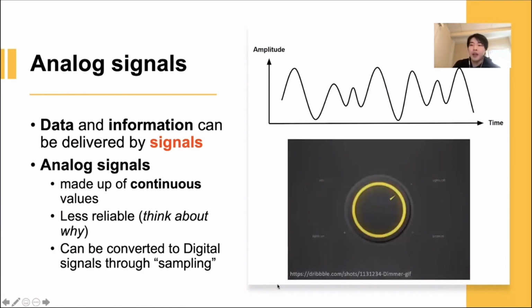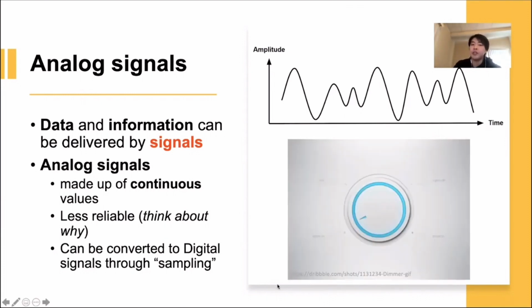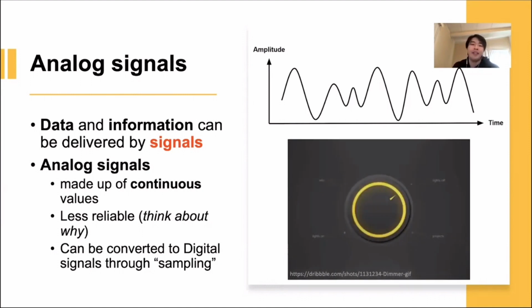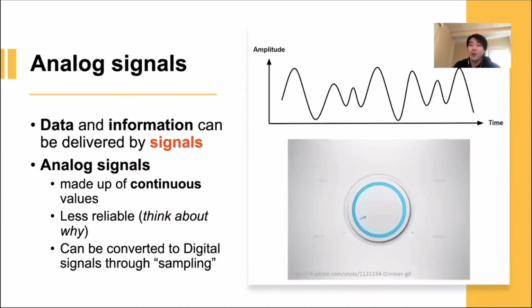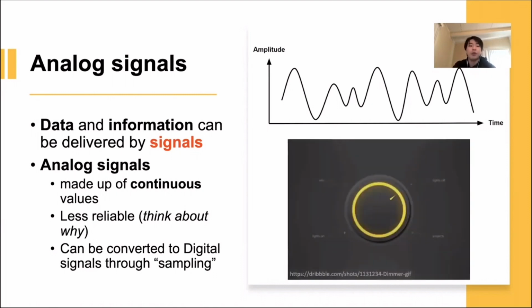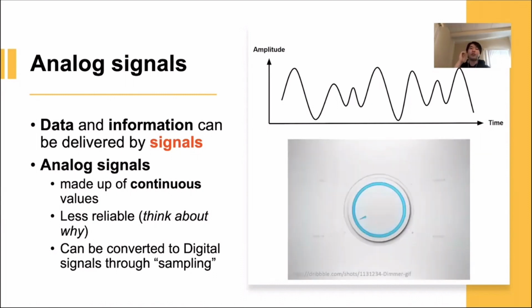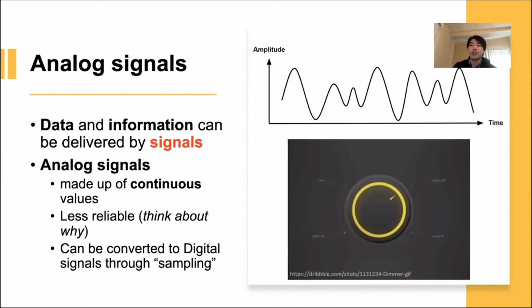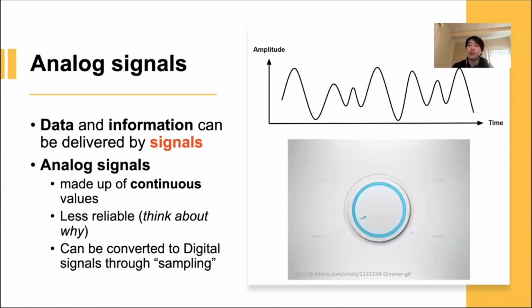Now, analog signal compared to digital signal is less reliable. Now, I want you to think about why that might be, and not necessarily you have to come up with an answer, but just think about it, okay? Remember, it can also be converted to digital signal through something called sampling. Don't worry about this, but just know that it's possible to convert analog to digital signal.